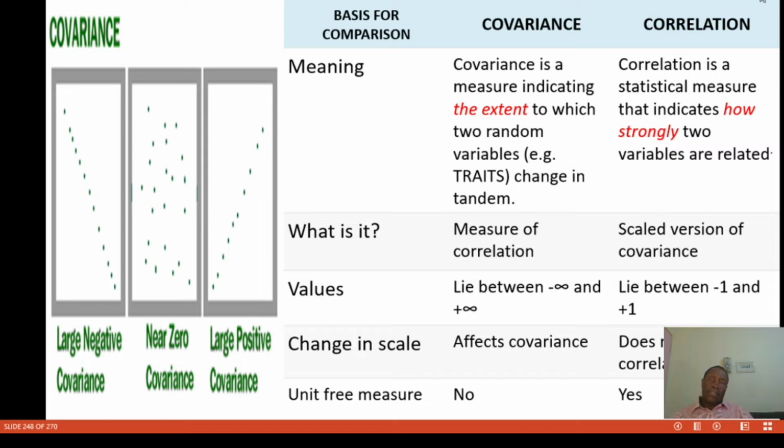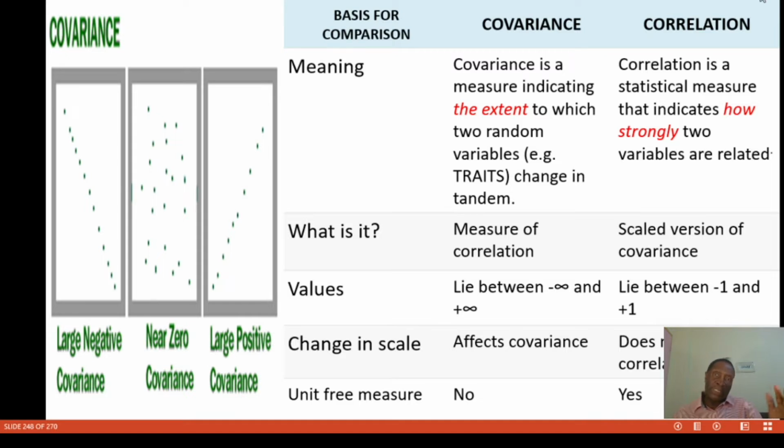Now, generally, a covariance, as one can see on the figure that is on the left, has similarity with the other graphings that we will look at for correlation and even regression, but they have different meaning.